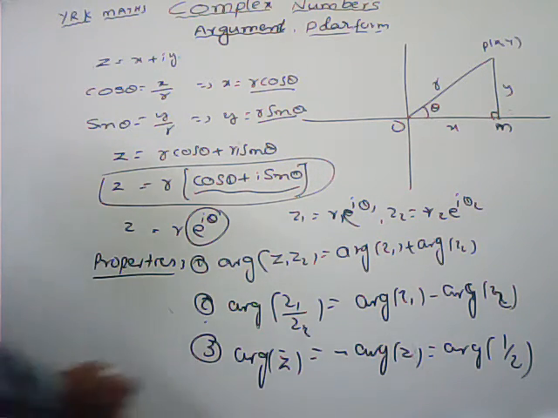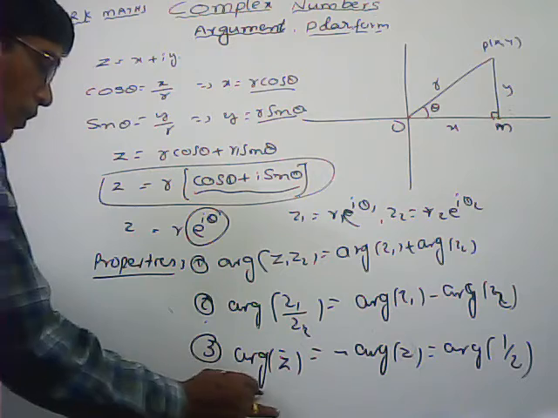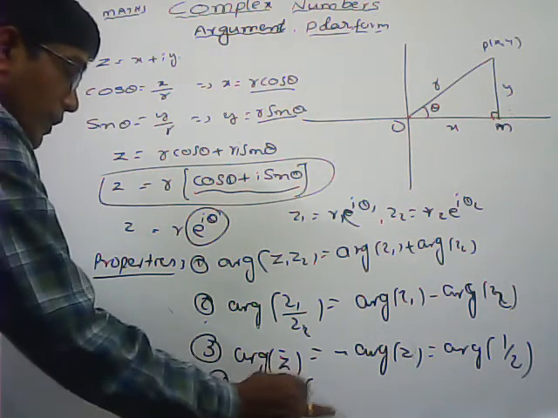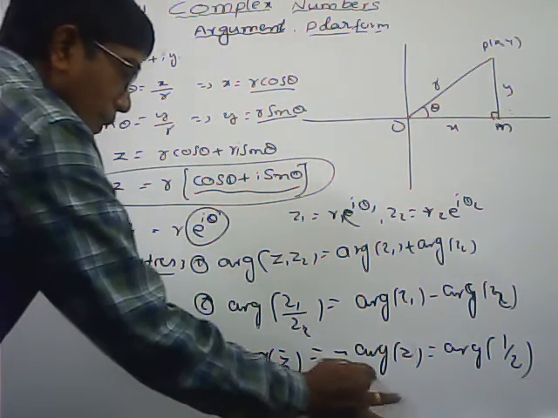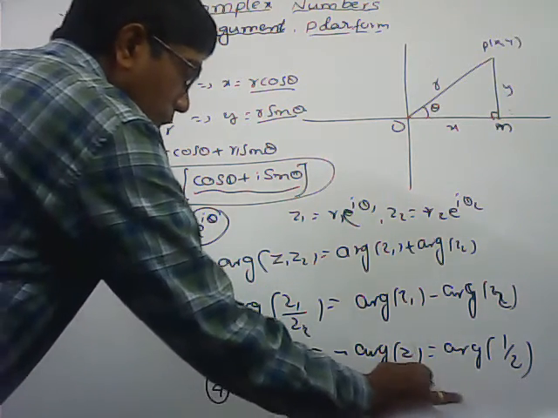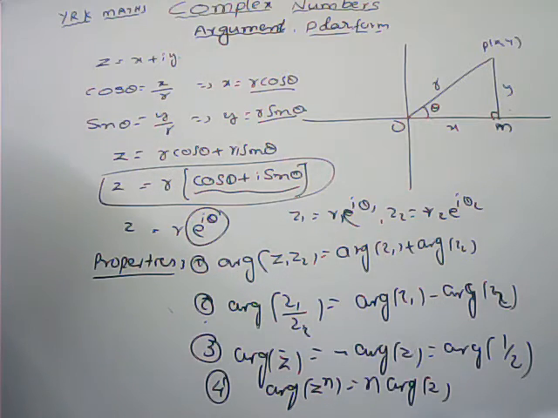Next, last property here. Argument of Z power n is equal to n into argument of Z, we can write. Argument of Z power n is equal to n into argument of Z. So we can discuss all these properties while solving the problems.